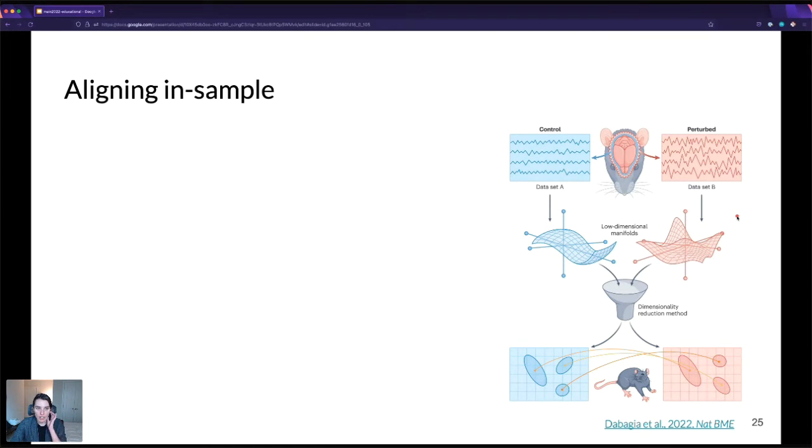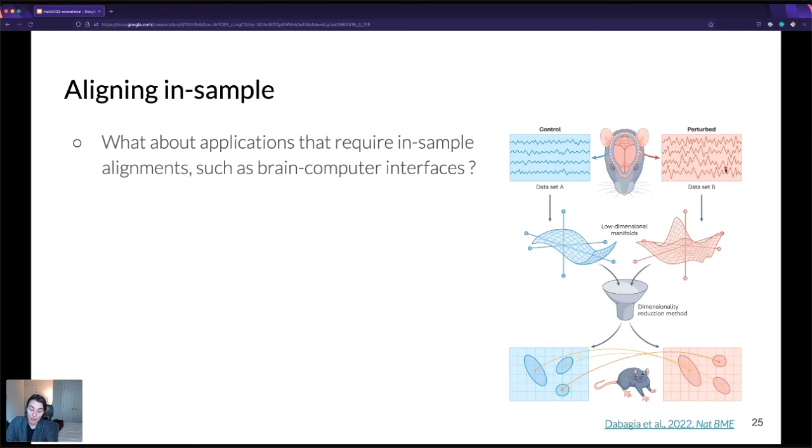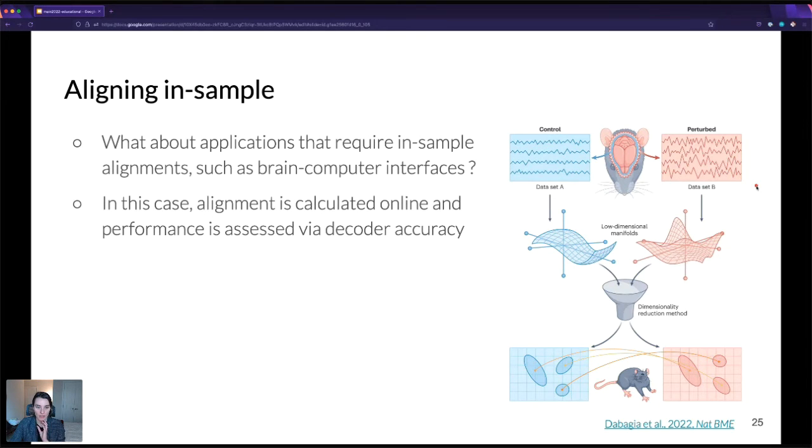That was one example of aligning out of sample. We derived our alignments on the movie, and we applied them to held out decoding data. Depending on the particular kind of data you work with, that may not always be possible. For example, a really big application of alignment is brain-computer interfaces. And here you need to find a way to align on-sample or in-sample, because you don't necessarily have offline data that you can work with.